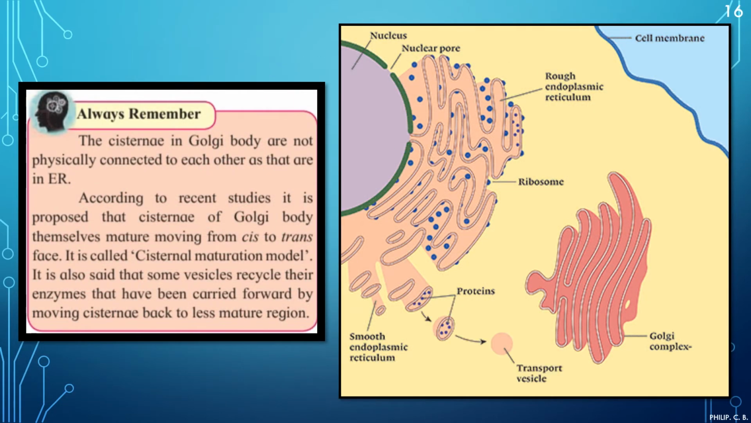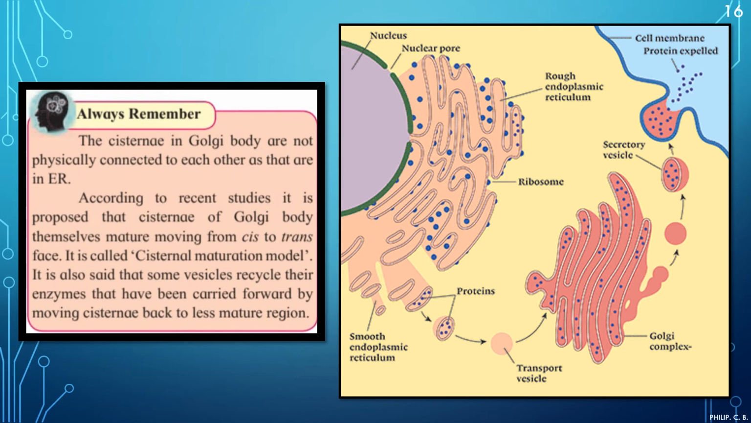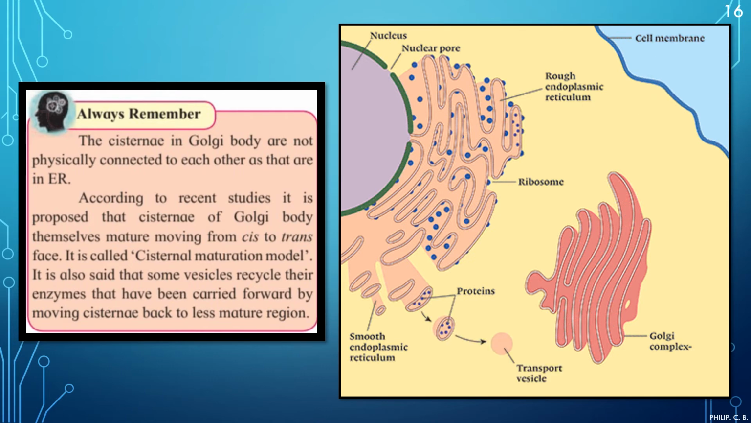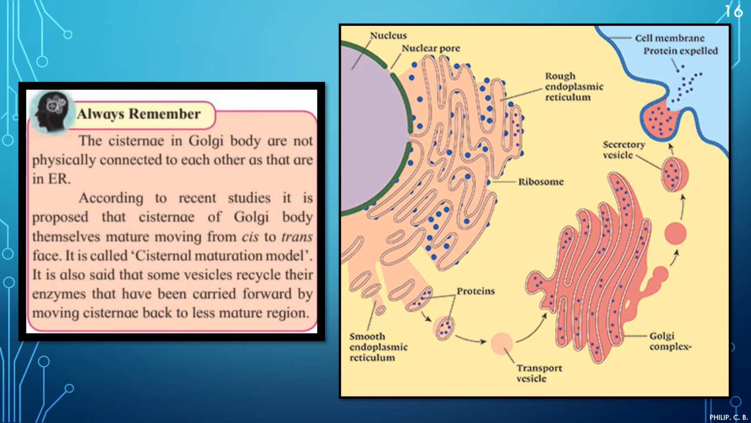Now a little bit of additional information. I have also put another animation image here. Firstly, always remember the cisternae in the Golgi body are not physically connected to each other as they are in the endoplasmic reticulum. You can see in the ER they are interconnected. In the Golgi body they are not interconnected. They are actually individual ones. According to recent studies, it is proposed that the cisternae of the Golgi body themselves mature, moving from the cis to the trans face. It is called the cisternal maturation model.